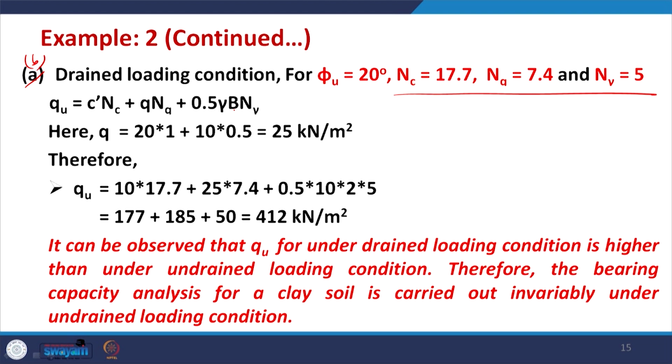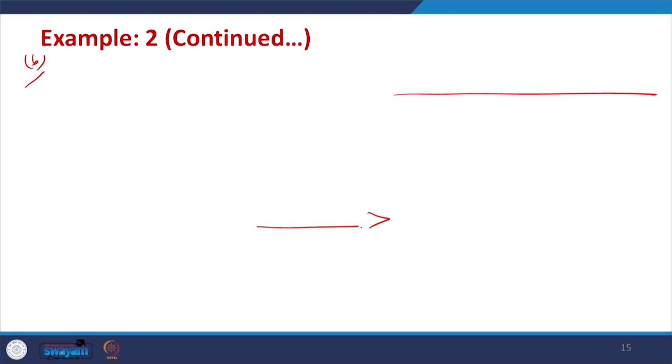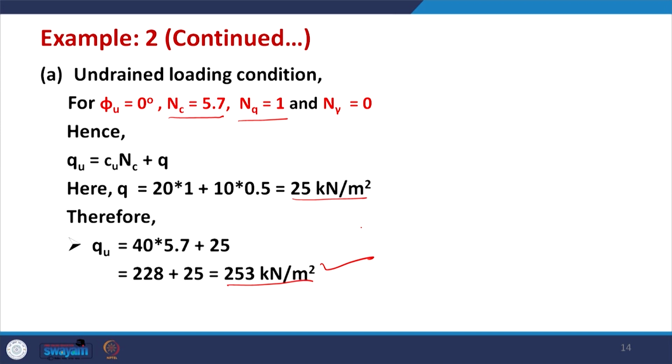In this case the value of Q, the surcharge, is the same as before, 25. Now, we put the numbers here; we have C, and also Nc, Nq and N gamma. Then we put all the numbers and you get the value 420, which is greater than the value calculated in the last slide. So, that number was 253.